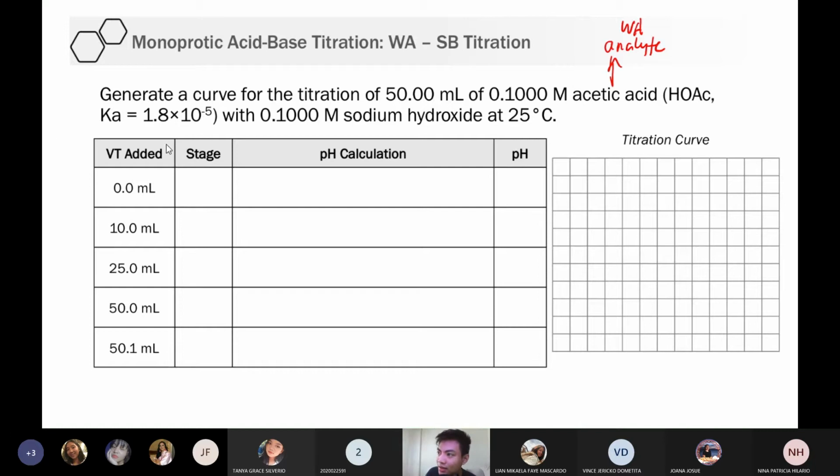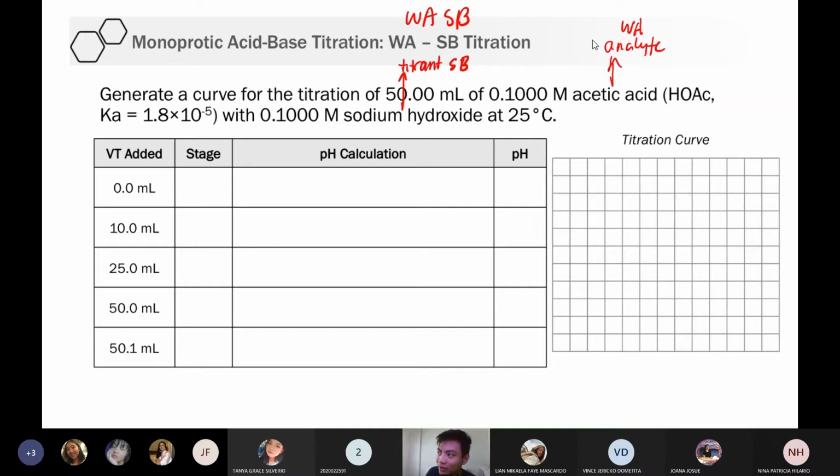So, acetic acid, kabisaduhin nyo na, paulit-ulit lalabas tong acetic acid. 1.8 times 10 raised to negative 5 ang kanyang Ka. Ibig sabihin nun, because of Ka, we can tell na ito ay weak acid. With 0.1 molar sodium hydroxide, ito yung late na sinabi, ibig sabihin, ito yung titrant. And the titrant is a strong base. So, we have a WASB, hindi siya WAP. So, weak acid, strong base titration yan.